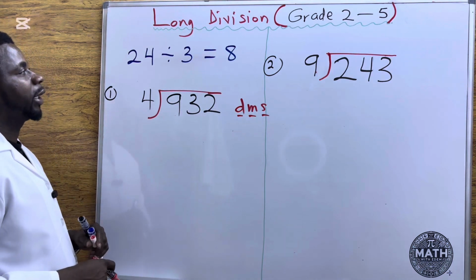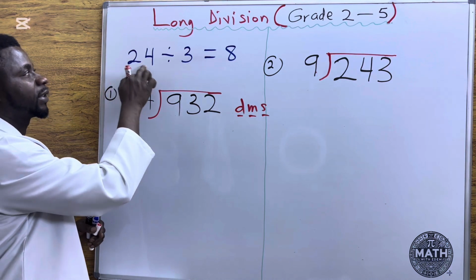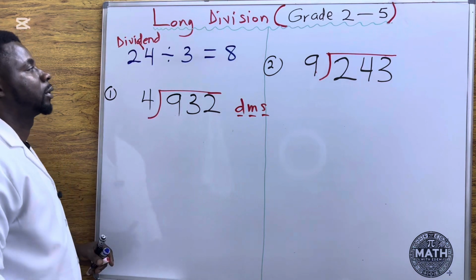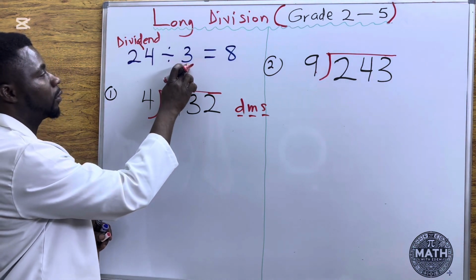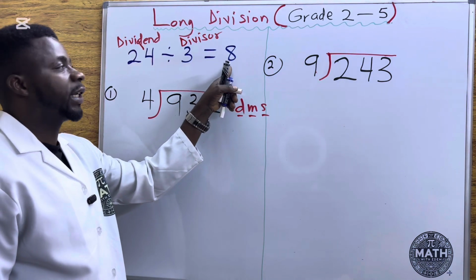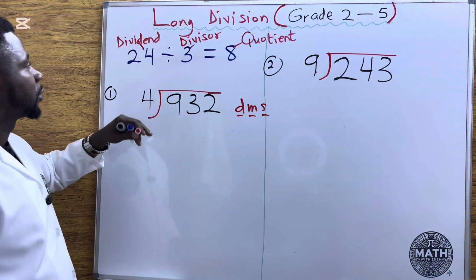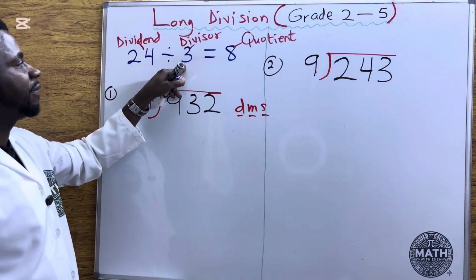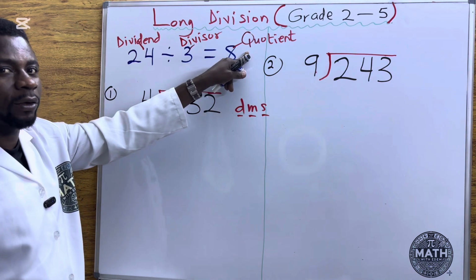Alright, so in division, the number we are dividing is called the dividend. And the number that is dividing is called the divisor. Now the answer to a division problem is the quotient. So we have the dividend, the divisor, and then the answer to a division problem is the quotient.